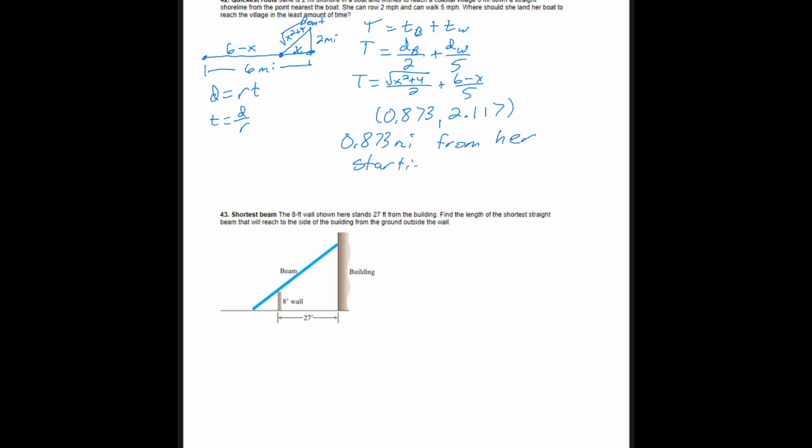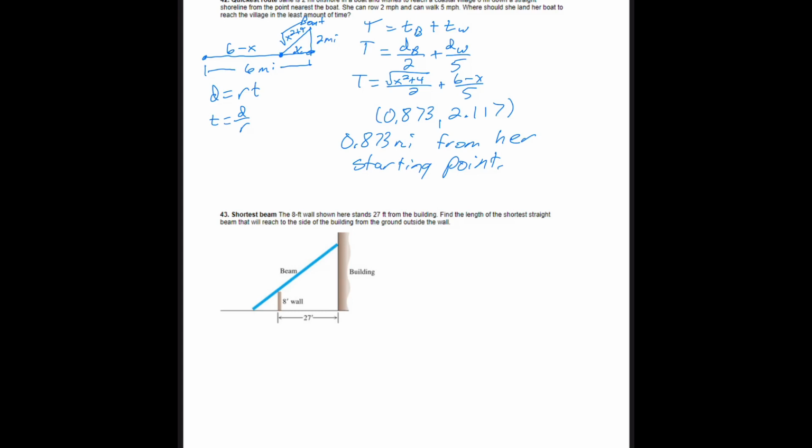Okay, so where should she land her boat to reach the village in the least amount of time? 0.873 miles from her starting point. Okay, and that's all there is to that. You could also find that, like I said, by taking the derivatives and then simplifying.